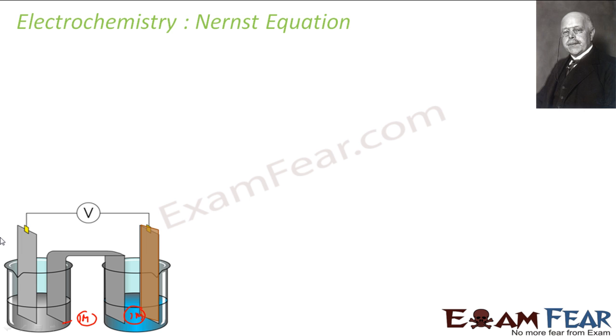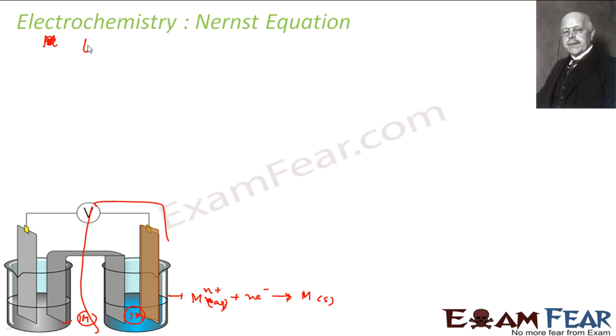For example, let's consider a reduction half reaction. The reaction will be some M with n plus ions, n electrons are transferred, and it becomes M, solid. It was aqueous here. Let's take this reaction, and it was not 1 molar. It has some concentration. So the electrode potential at any concentration, measured with respect to the standard hydrogen electrode, can be expressed as follows.